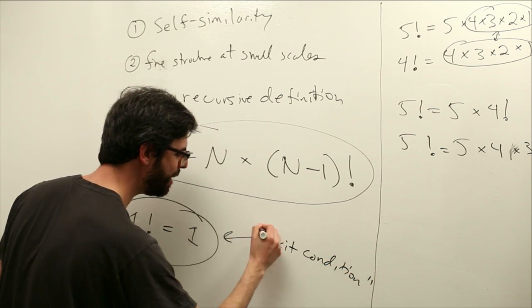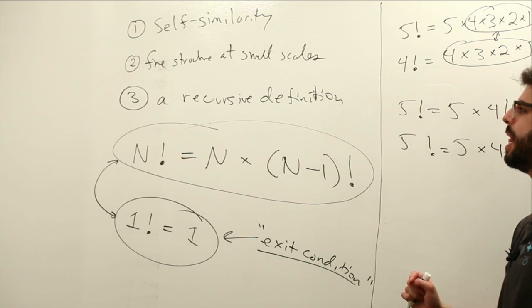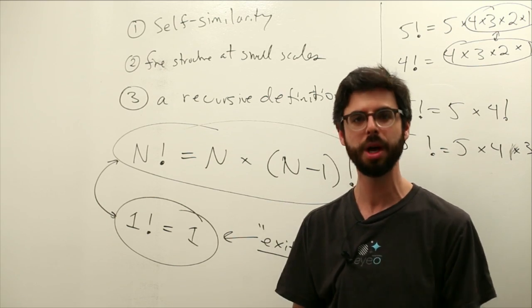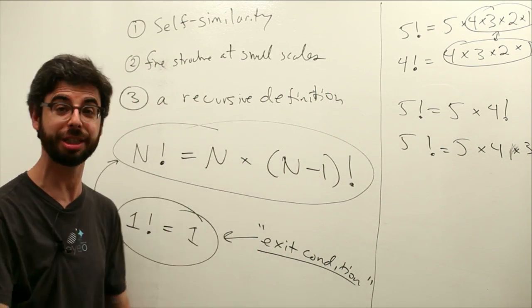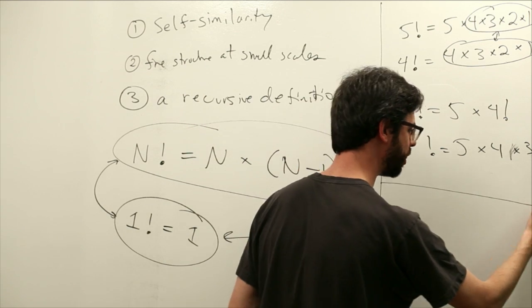Now, I'm using the term exit condition because we're about to program this stuff. And one of the things we're going to see with a recursive definition is it's something like a loop. You could imagine, write the code. This is your exercise. Write the code to define the function factorial.